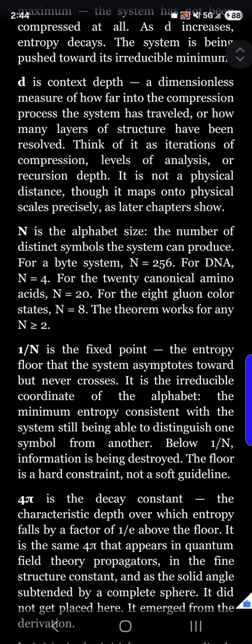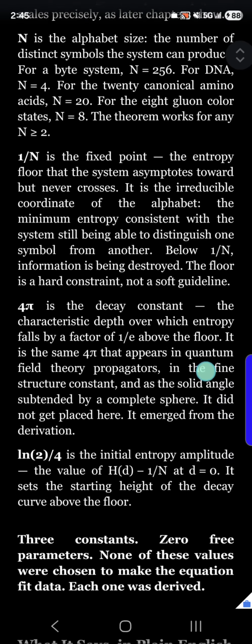1 over N is the fixed point, the entropy floor that the system asymptotes toward but never crosses. It is the irreducible coordinates of the alphabet. The minimum entropy is consistent with the system still being able to distinguish one symbol from another. Below 1 over N, information is being destroyed. The floor is a hard constraint, not a soft guideline.